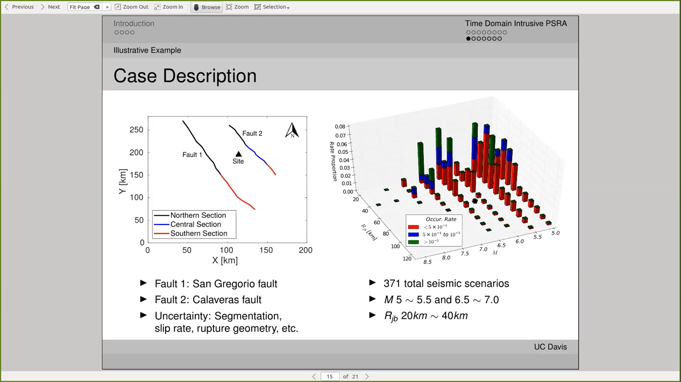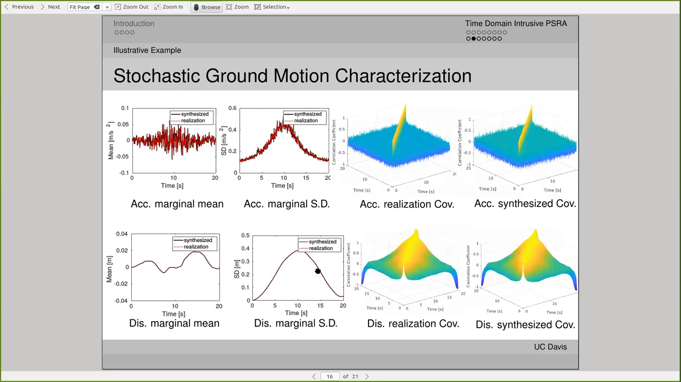For each of these single scenarios, we perform the stochastic ground motion modeling to simulate these time domain uncertain motions. Then we quantify all these time domain uncertain motions using Hermite polynomial chaos and Karhunen-Loève expansion.